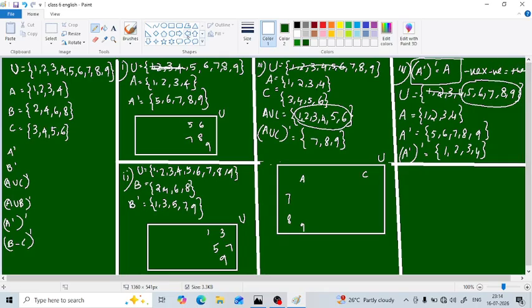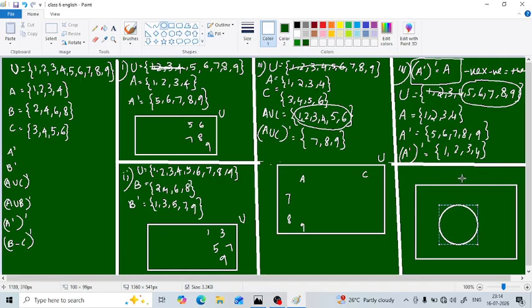So how can we draw its Venn diagram? This is our universal set and we need one set, isn't it? One single set is enough. Here in our set A, what are the elements present in set A? They are 1, 2, 3 and 4. So this is our set A, then 4, 5, 6, 7, 8 and 9. This forms our universal set.